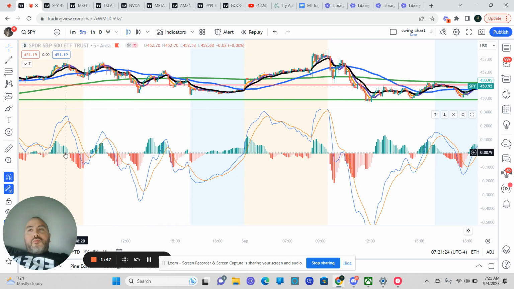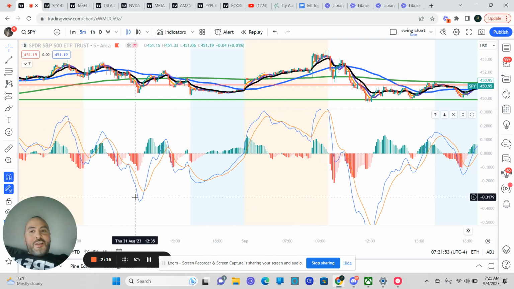Now there are two things you'll hear me say when it comes to MACD. I may say the MACD is curling, and what I mean is just look, see how this is a curl, right? Okay, that's all I'm saying, it's curling.